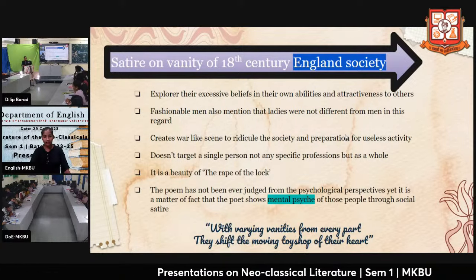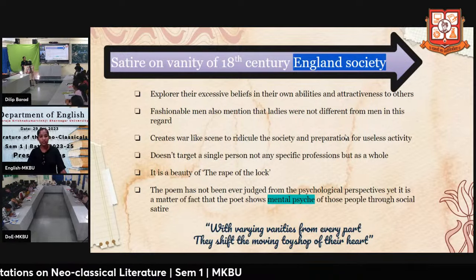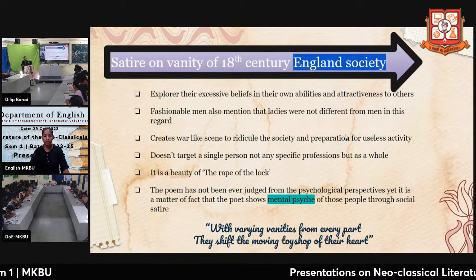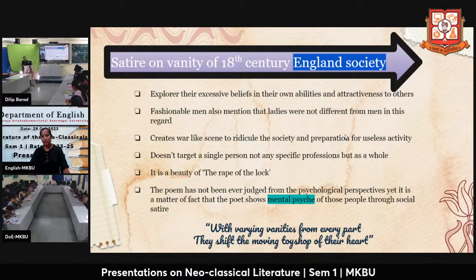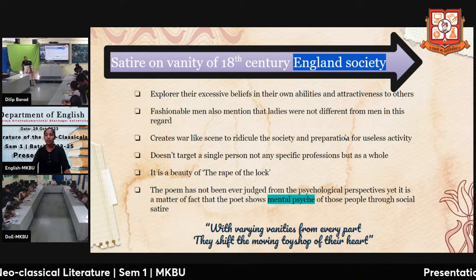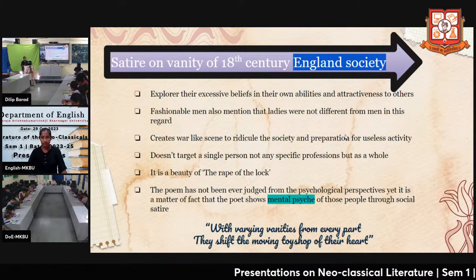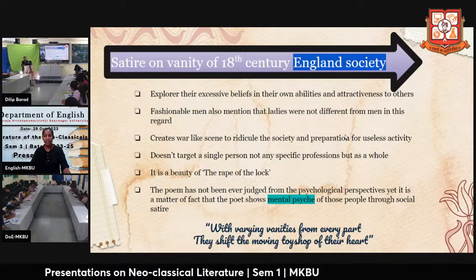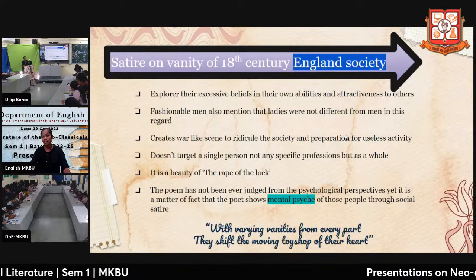It is a satire on fashionable men. It also mentions that ladies were not different from men in this regard. That is the beauty of The Rape of the Lock. The poem can be read from a psychological perspective, yet it is a matter of fact that the poet shows the mental psyche of those people through social satire. Here I put one line from the poem: With varying vanities, from every part, they shift the moving toyshop of their heart.